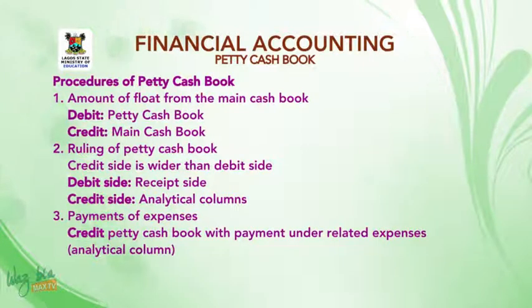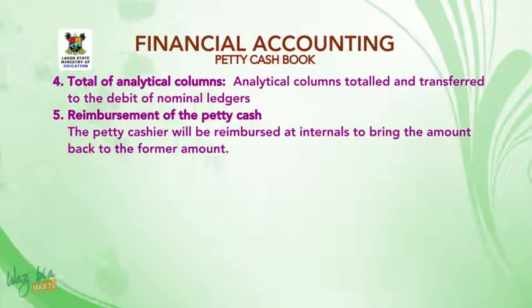3. Payment of expenses. Credit petty cash book with payment under related expenses, analytical column. 4. Total of analytical columns. Analytical columns totaled and transferred to the debit of nominal ledger. 5. Reimbursement of the petty cash. The petty cashier will be reimbursed at interval to bring the amount back to the former amount.